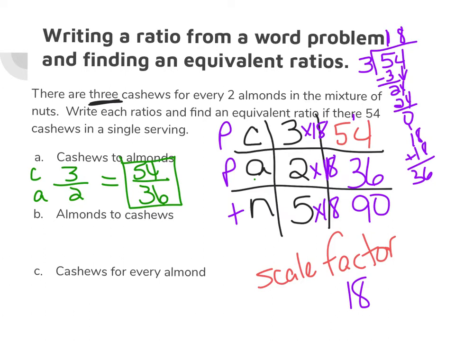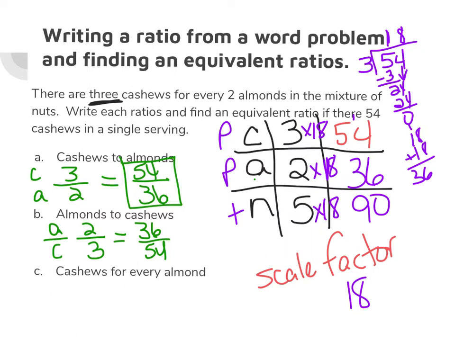The second ratio is asking for almonds to cashews. So now I need to still write it. I already have my answer, so almonds to cashews. My almonds is 2, my cashews is 3, so then I'm going to write 36 over 54. I already have the ratio written down over here. All I need to do here is follow the order.